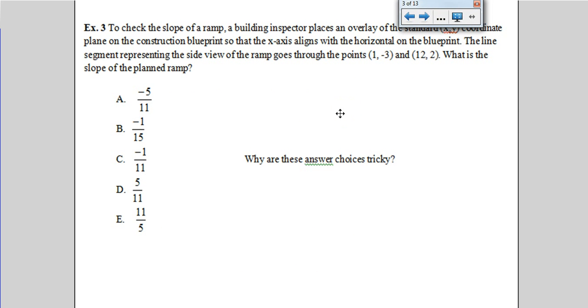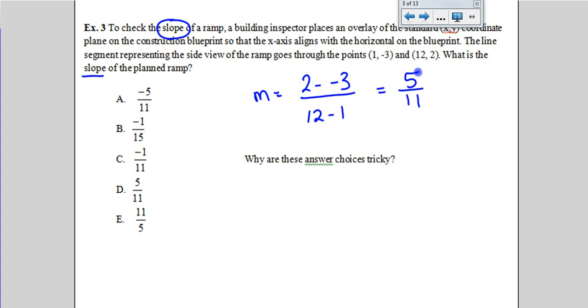Now this next question is a story problem. However, the key word right here is slope. And if you look at the very end of the problem, it says, what is the slope of the planned ramp? They just want you to calculate slope. Reading all the rest of this problem, they did some fancy stuff with a blueprint and they superimposed it onto a coordinate plane, and they gave you 2 points. So you're going to have to figure out slope. So 2 minus a negative 3 over 12 minus 1, which gives us, let's see, 2 minus negative 3 is positive 5 over 11, and that is our answer.